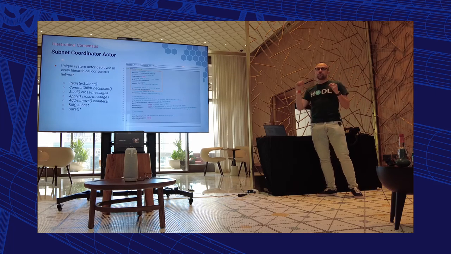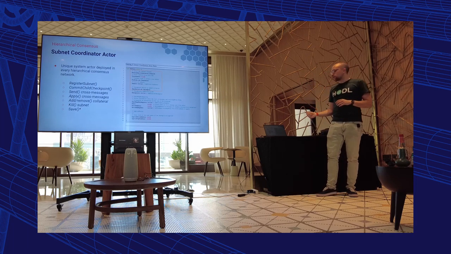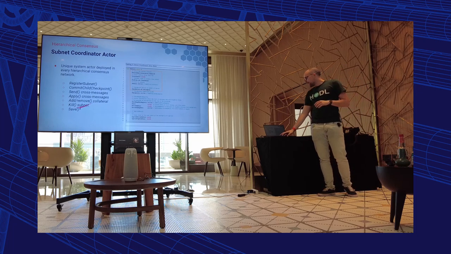So the VM also runs a pre-check with the SCA. This is called by the system actor. And then we can add and remove collateral with the subnet. And this is something that is in the works.